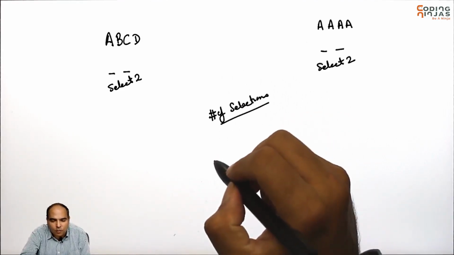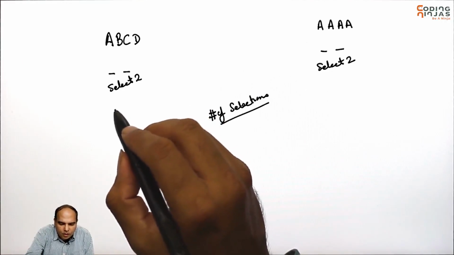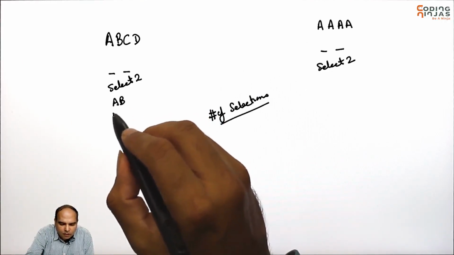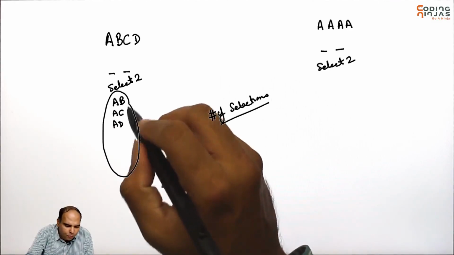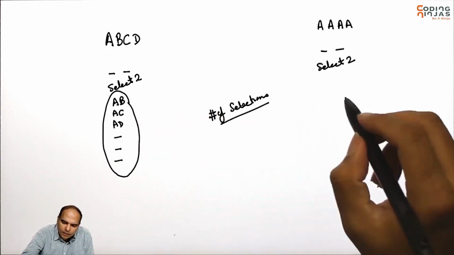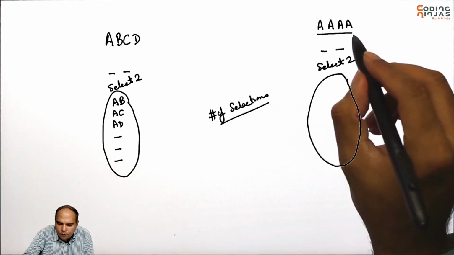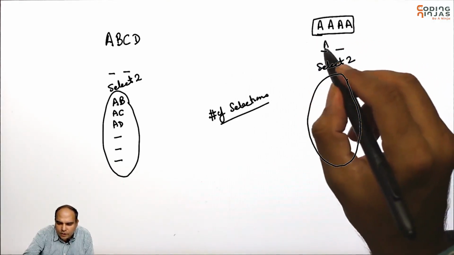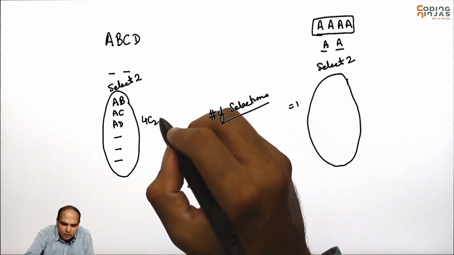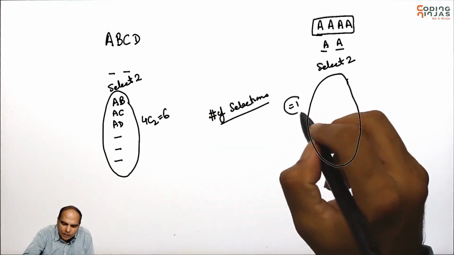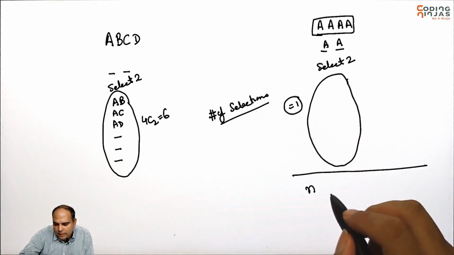In both cases, if you are talking about number of selections, you will realize that my selections will have a slightly different hue, because here my selections were differing from point to point. But in this scenario, if I am talking about number of selections, I want to select 2 from 4, there is only one selection. In this case, I have 4C2 selections. In that case, I have only one selection. So this is the parallel formula for selecting.